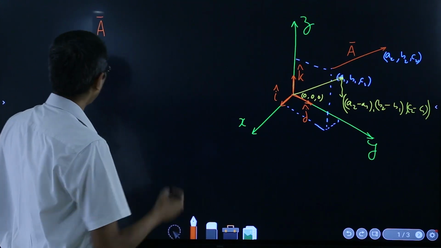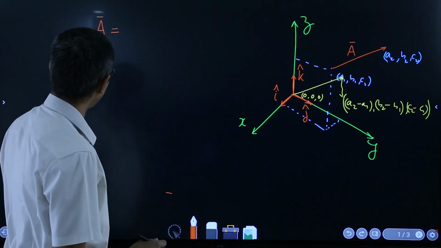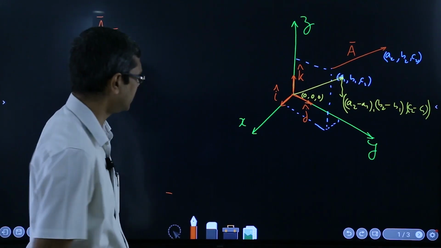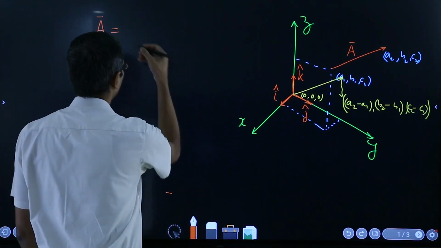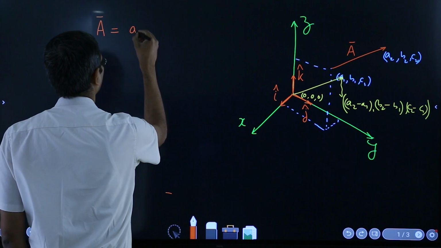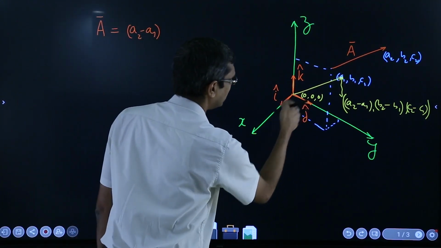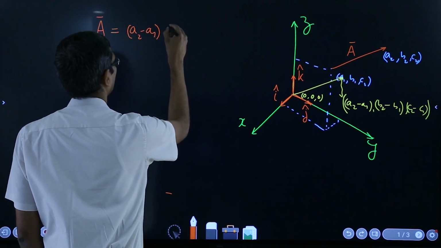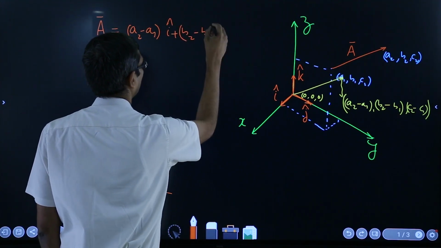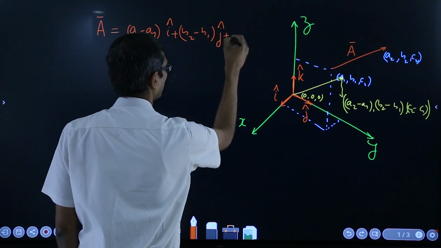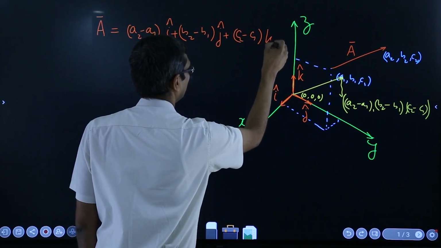Okay. And now if you write this in terms of, see, now the vector has come here, and it is easier now to just write it like a2 minus a1 in i direction plus b2 minus b1 in j direction and c2 minus c1 in k direction.